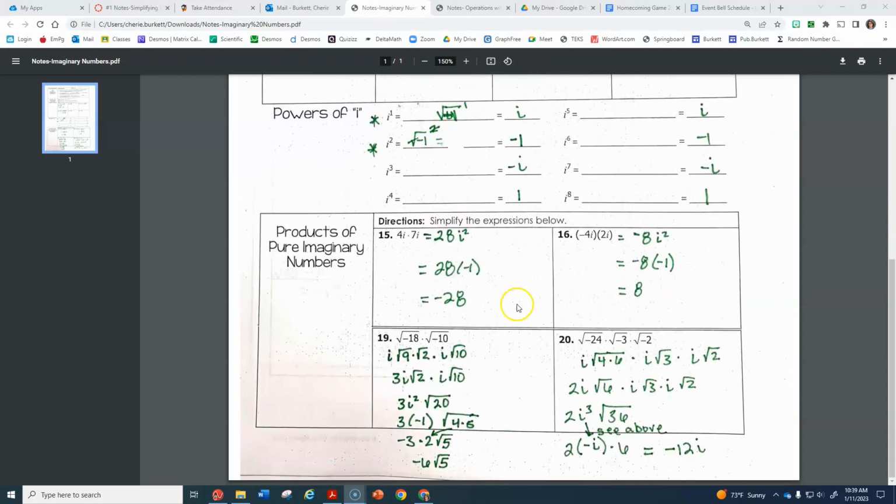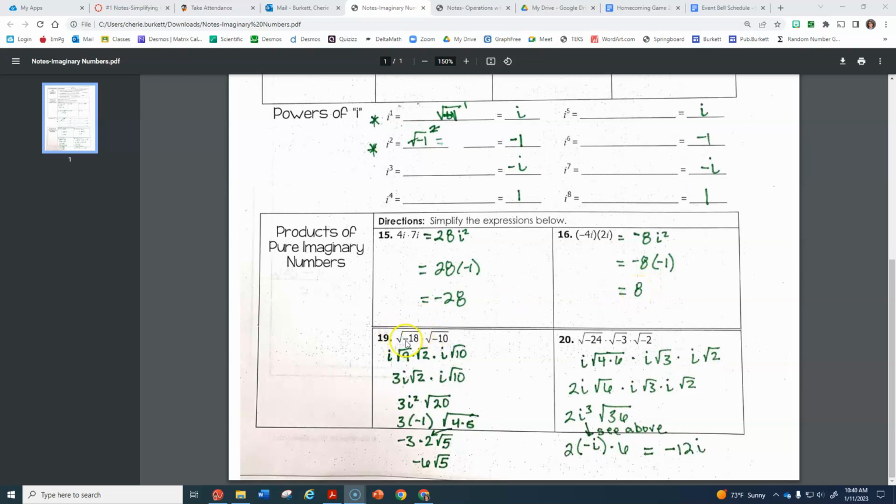So when you multiply, this is where it behaves like a variable. 4i times 7i, multiply the 4 and the 7 together, 28. i to the 1st times i to the 1st becomes i to the 2nd. You add the exponents, and then for i squared, use this substitution from right here, replace the i squared with a -1. Positive 28 times -1 becomes -28. -4i times 2i becomes -8, i times i becomes i squared. Replace the i squared with the -1. -8 times -1 becomes +8.